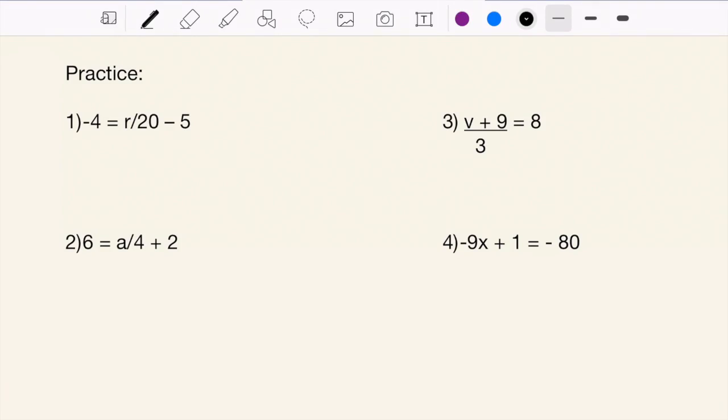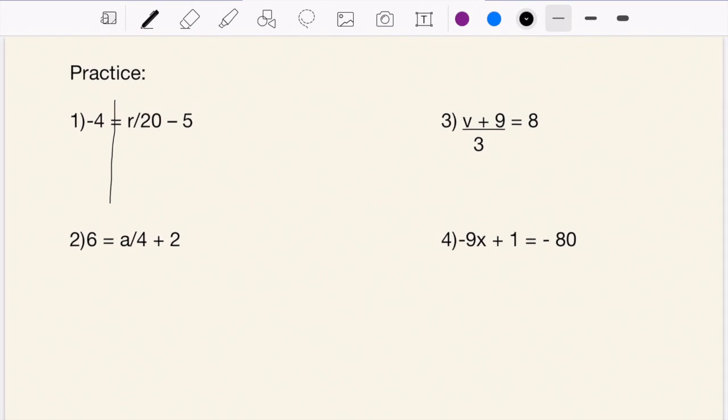All right, let's go ahead and look at some of these practice problems. So in this first one, remember the goal is to get that r by itself. So what we should have done is, you see this negative 5, we should have added 5 first to both sides. Because our first step is that addition and subtraction. So cancel that out on this side. We're left with just r over 20. And then on this side, negative 4 plus 5 will give us 1.